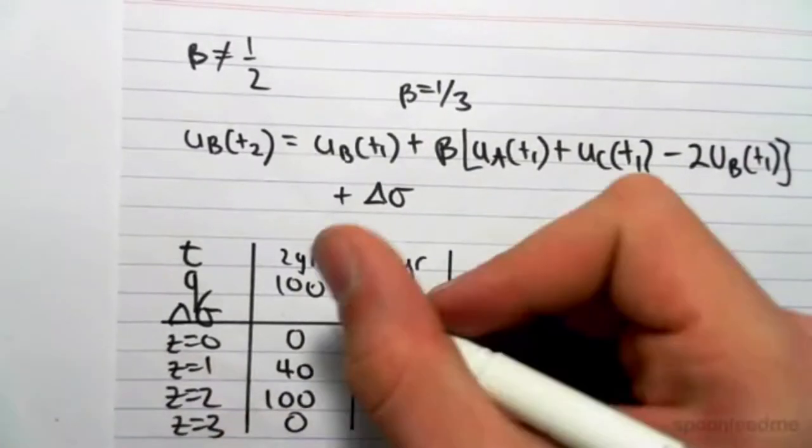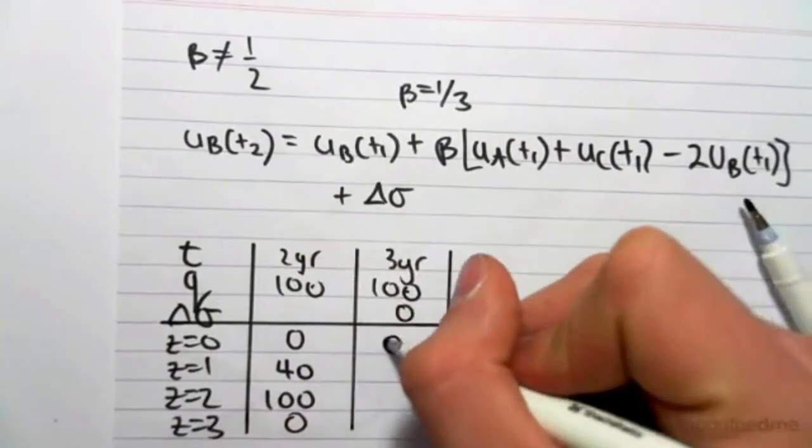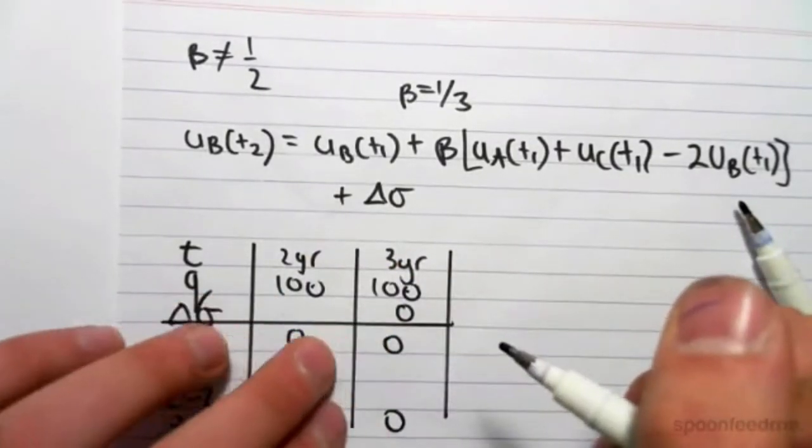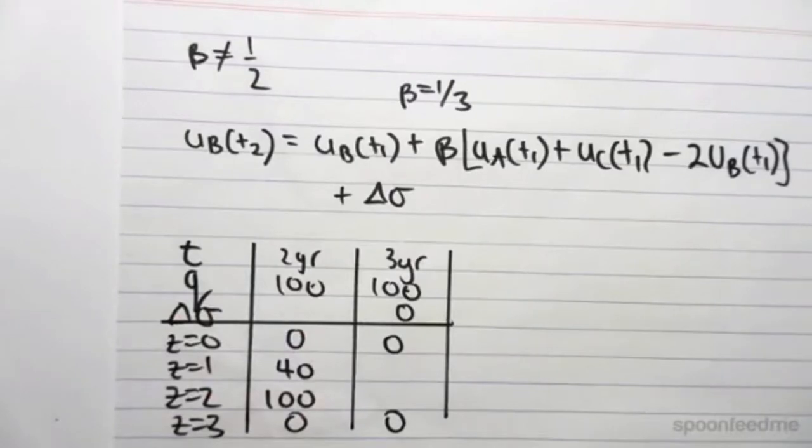So let's go ahead and find, and just based on boundary conditions, that'll be 0 and 0. Don't worry so much about how I got those values. We're going to see in the next video how we do that.